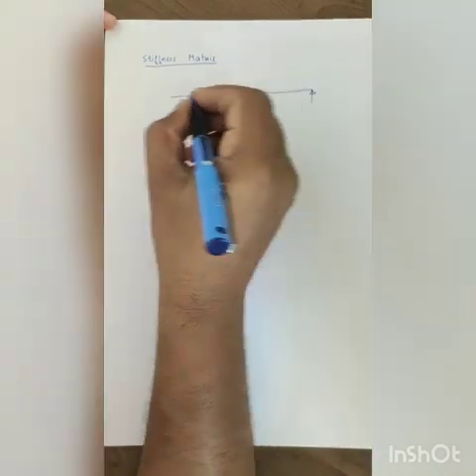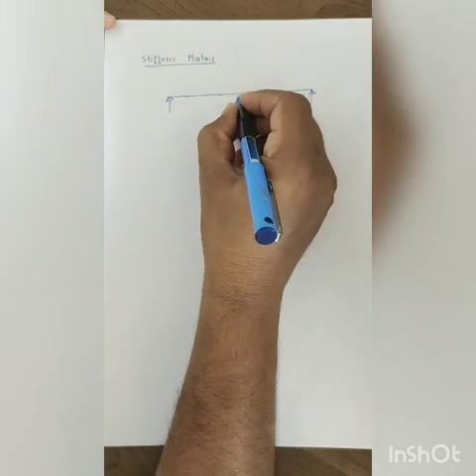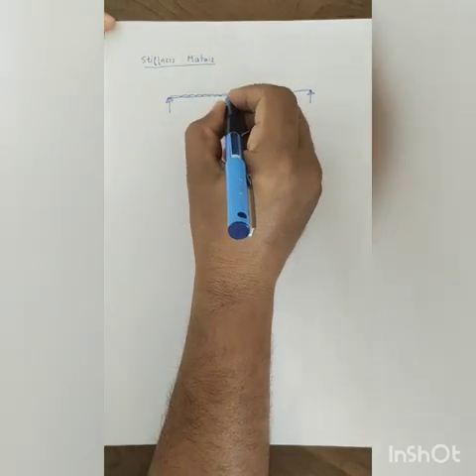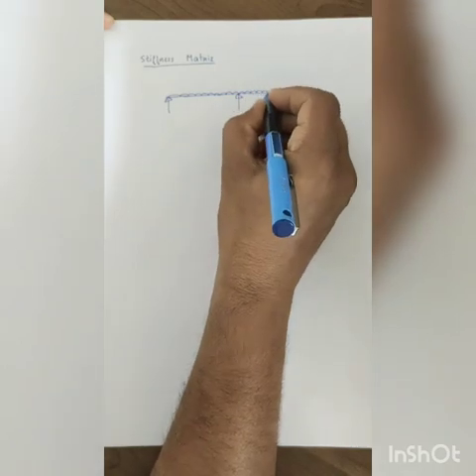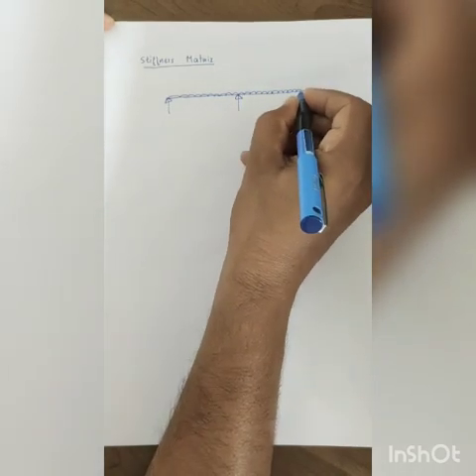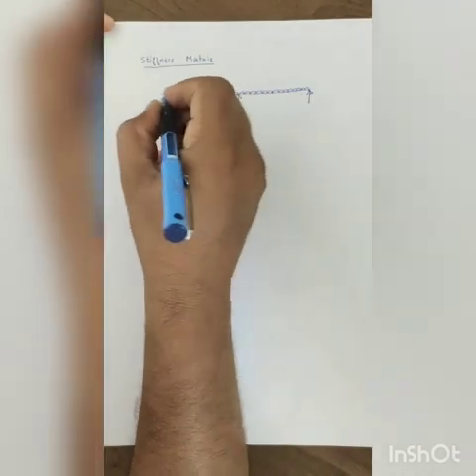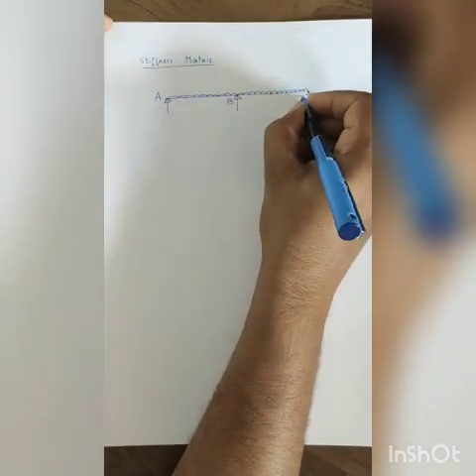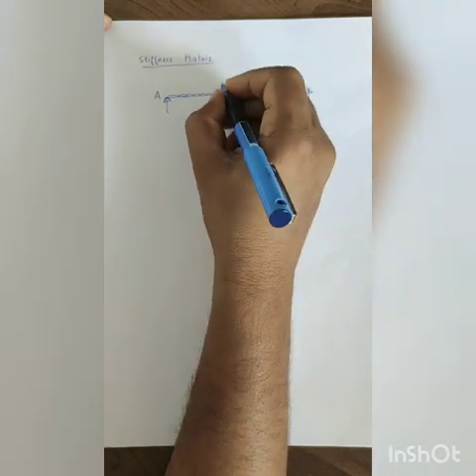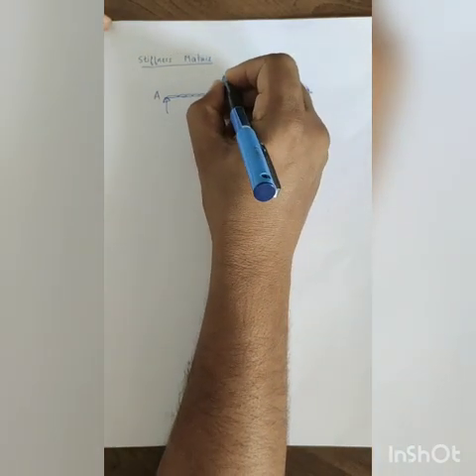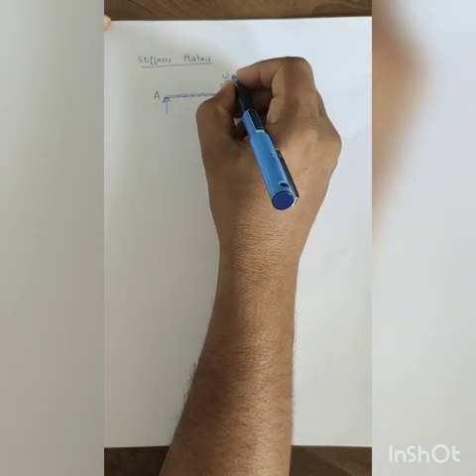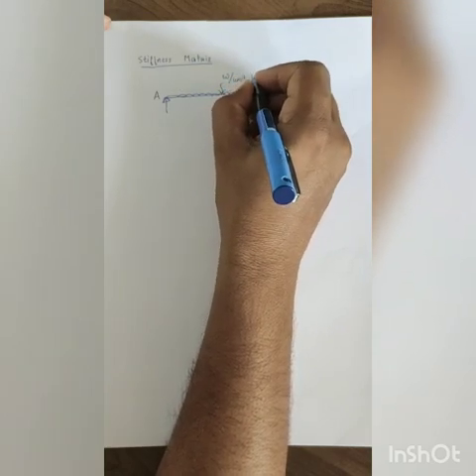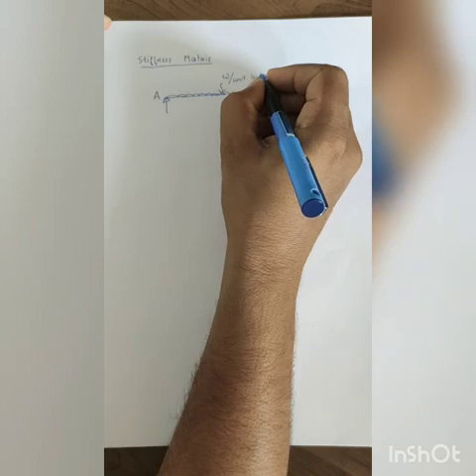So you can see that it is a two-span continuous beam with supports, and there is a uniformly distributed load acting over the two spans. So I am naming my structure as ABC, and it is subjected to a uniformly distributed load of W per unit length.